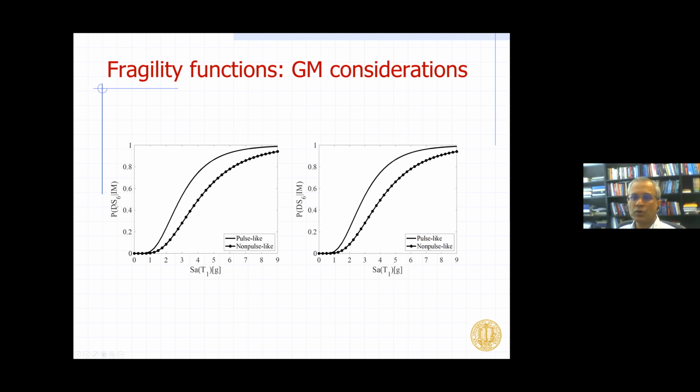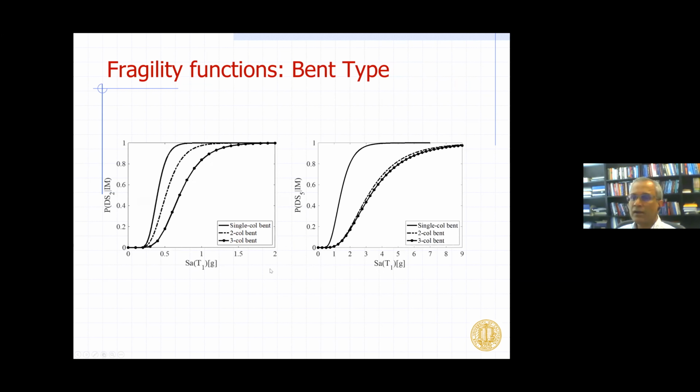And here I'm showing you damage state 6. In this case, I'm just looking at pulse-like and non-pulse-like motions for a single-column bend and for a 3-column bend. And so the bottom line is that with the damage definition that we have, we can plot fragilities like this. Okay, and this I think is the final plot I'm going to share with you, comparing the response of single, 2, and 3-column bends.